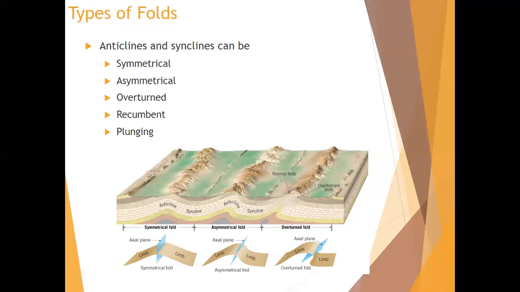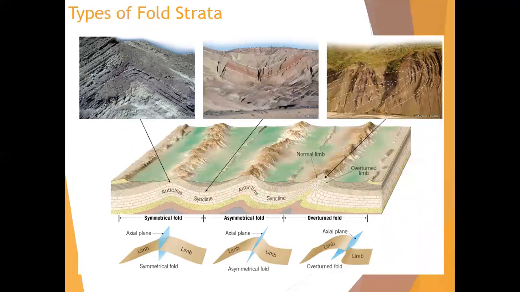They can also be overturned. When one of the two limbs is kind of folding over the other like an ocean wave, that limb is tilted beyond that vertical line. They can also be recumbent and plunging. In a recumbent fold, the axial plane has come back to horizontal. And in a plunging fold, the hinge is going to be beneath the Earth's surface.